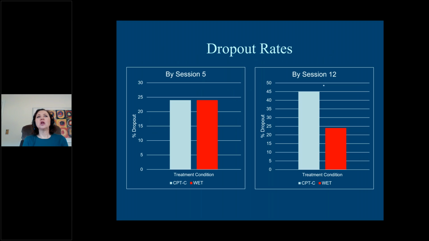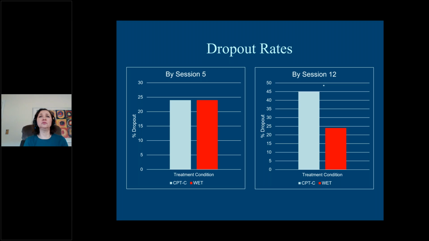So in terms of dropout, I'm showing you two graphs here, and one on the left is dropout by session 5. For written exposure, this is the highest dropout rate we've observed. So 24% dropped out. That was exactly the same as the dropout rate for CPT-C by the 5th session. The graph on the right is CPT-C for all 12 sessions. And you can see that their overall dropout rate is 45%, which again is not that different than what is generally seen for a service member sample.